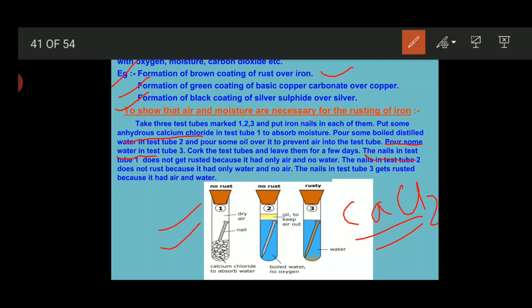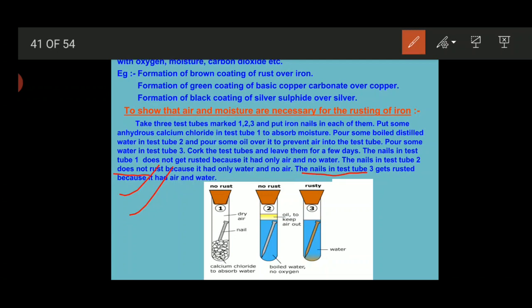The nail in the first test tube does not rust because it had only air and no water. The nail in the second test tube does not rust because it had only water, no air. But the nail in the third test tube gets rusted because it had air and water. This proves that iron reacts with oxygen to form rust only when moisture is present.